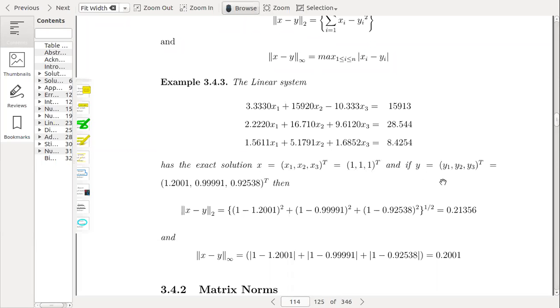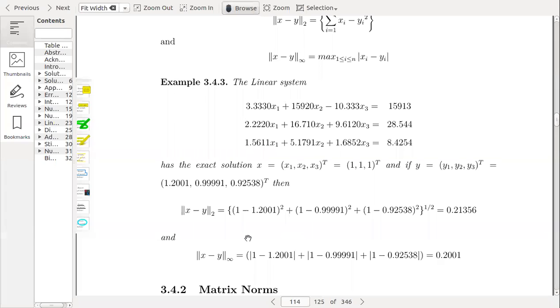And if y equal to y1, y2, y3 transpose is equal to 1.2001, 0.9991, 0.9253 transpose, then the norm 2 of x minus y is equal to the square root of 1 minus 1.2001 squared plus 1 minus 0.9991 squared plus 1 minus 0.9253 squared, and taking the square root we will get 0.21358.